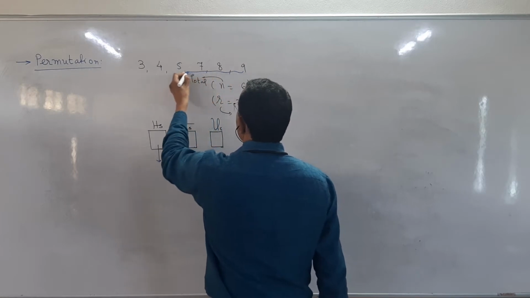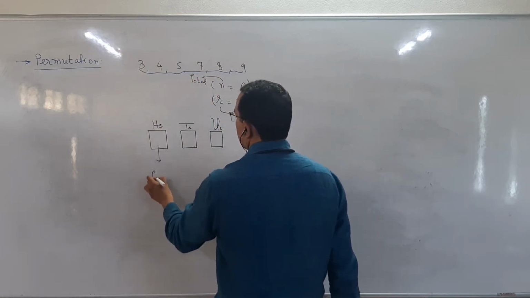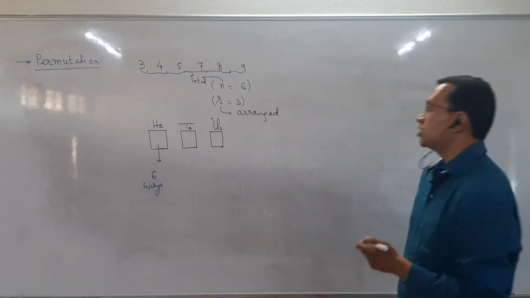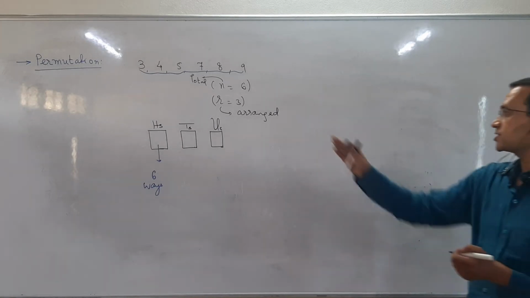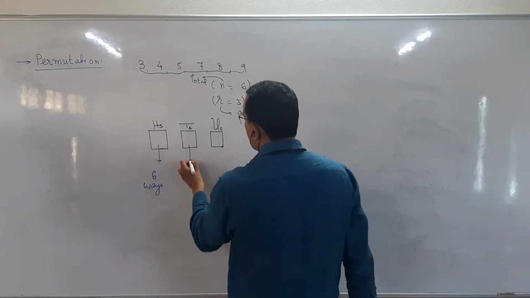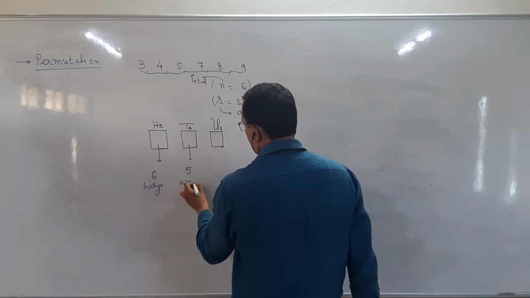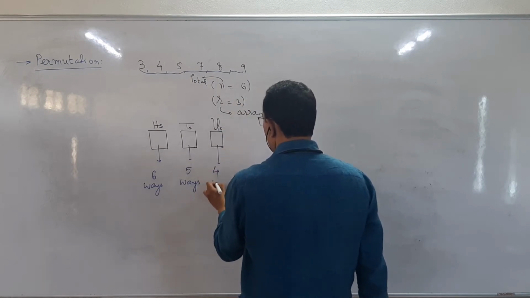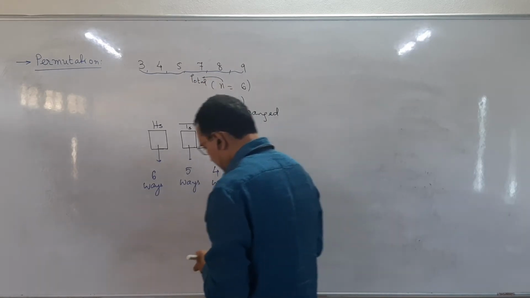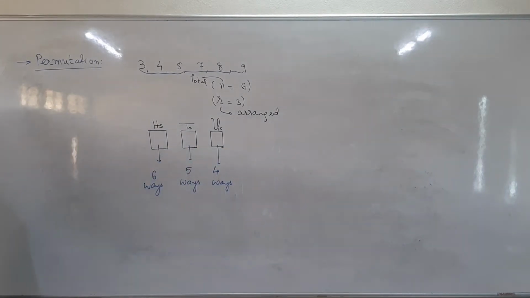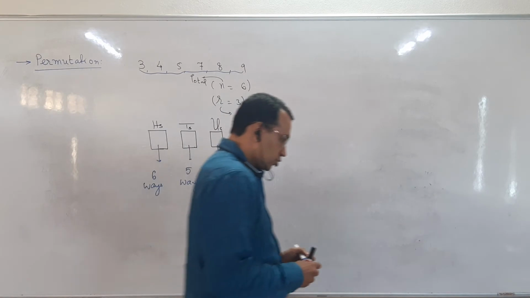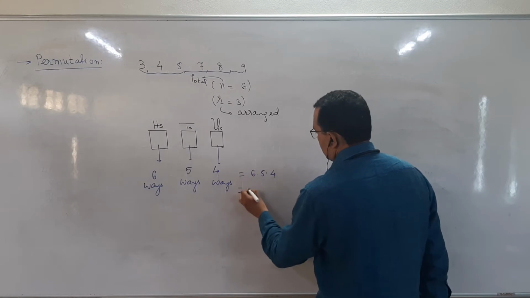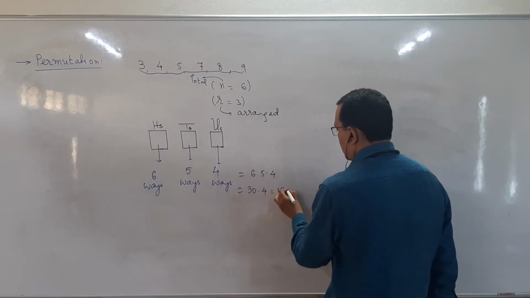In the hundreds place, out of 6 digits, any one can come. So the hundreds place can be arranged in how many ways? 6 ways. Suppose 7 is already arranged. So for the tens place, I have only 5 options. So the tens place can be selected in 5 ways. And after that, 9 is arranged. So the units place can be arranged in how many ways? Then I can say 4 ways. So the total number of ways in which 3 digits can be arranged is 6 into 5 into 4. So this is 30 into 4, so 120 ways.